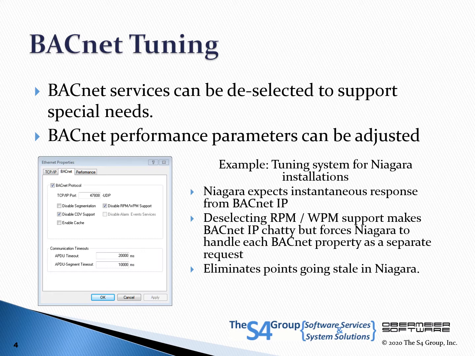For example, Niagara systems expect almost instantaneous responses from BACnet IP and try to group large blocks of transactions. Disabling RPM and WPM services makes for more chatty communication but forces Niagara to handle each BACnet property as a separate request. This eliminates points going stale on the Niagara system, cutting down on unnecessary alarms.